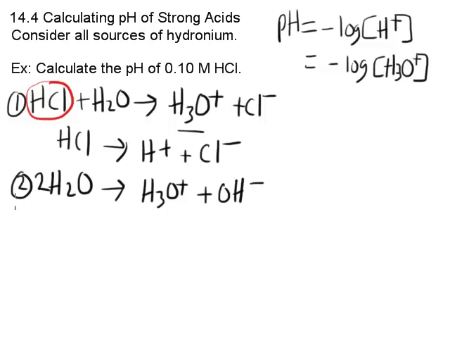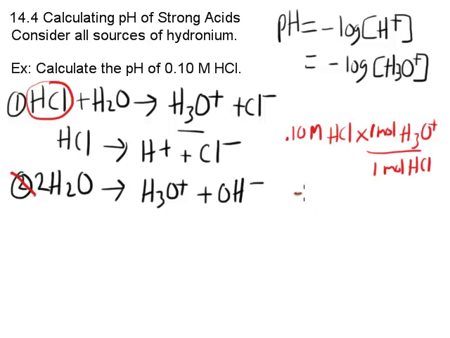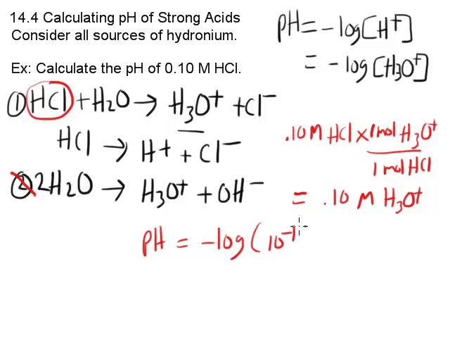So now that we have our main source, which is millions of times more important than our secondary source, we're going to just do our calculation. We know that we have 0.10 moles per liter HCl, and our mole ratio is just 1 to 1. So that means that we have 0.10 molar H+ or hydronium in our solution. Then we just use our pH equation, take the negative log of 0.10 molar, which is 10 to the negative 1 molar, and so I can find that the pH is 1.